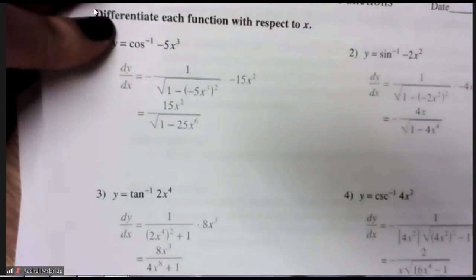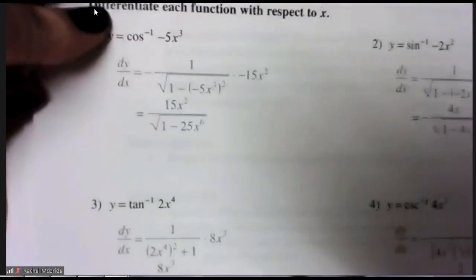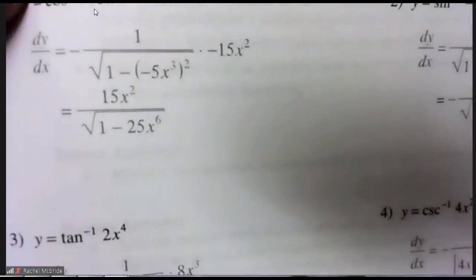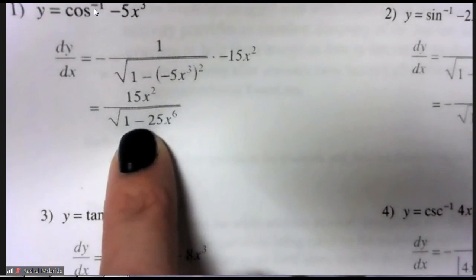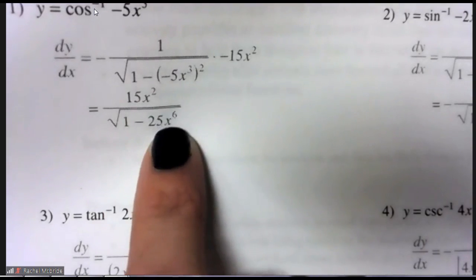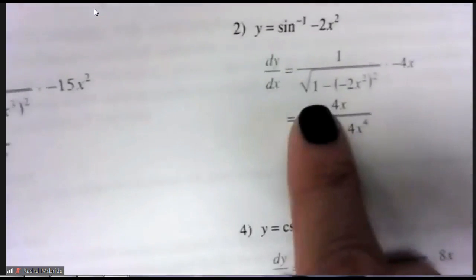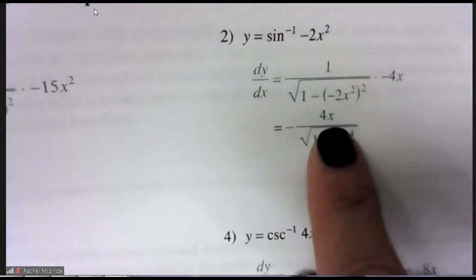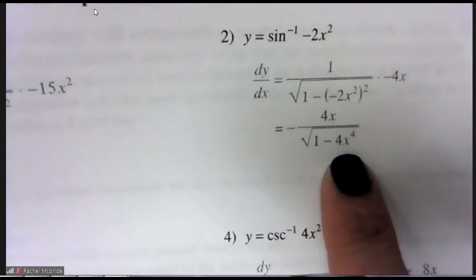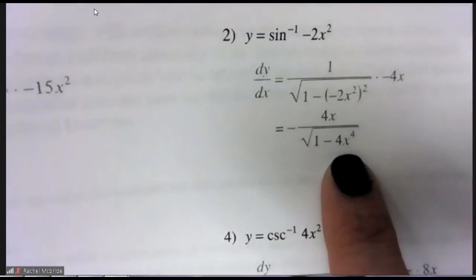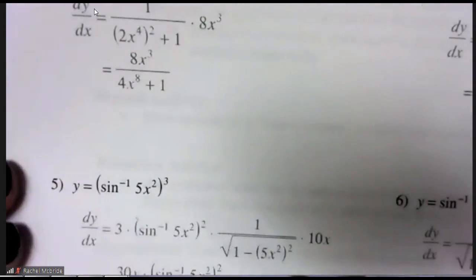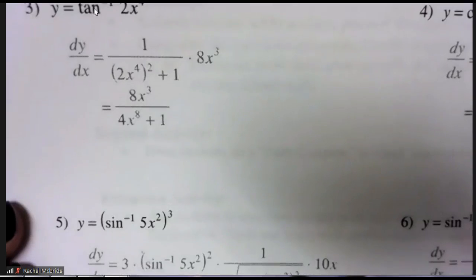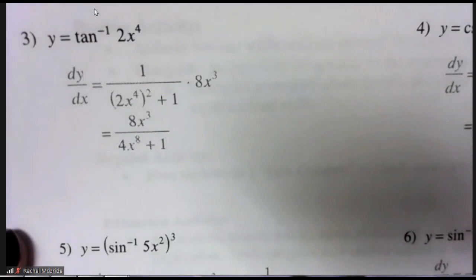Number 1, we have the following simplified answer of 15x squared over the square root of 1 minus 25x to the 6th. Number 2, we have negative 4x over the square root of 1 minus 4x squared. Number 3, 8x cubed over 4x to the 8th plus 1.